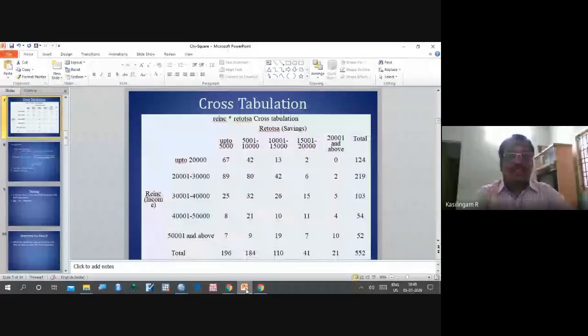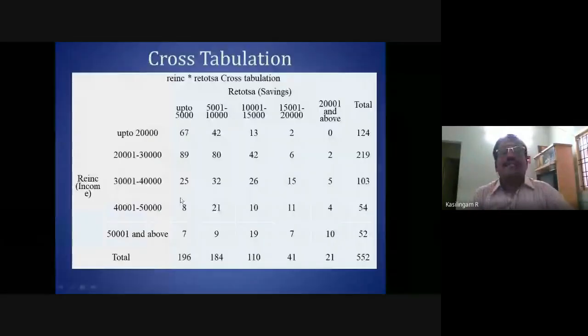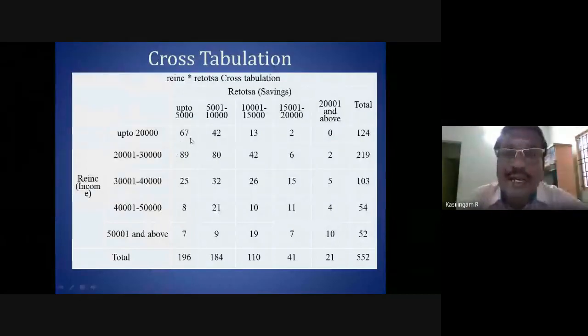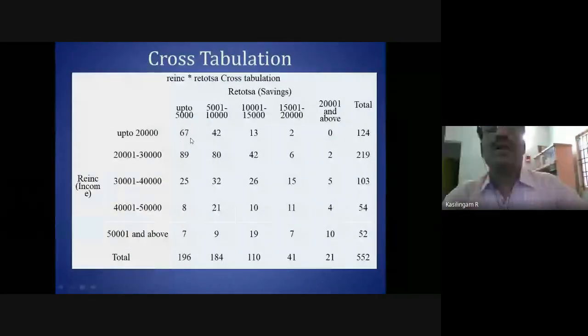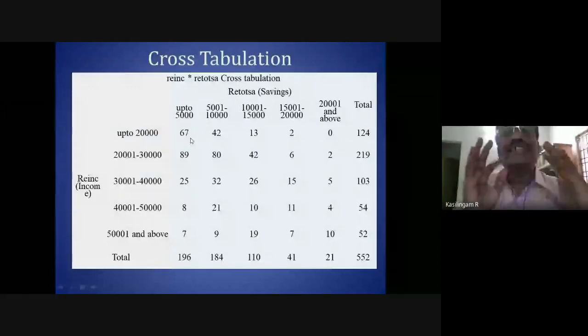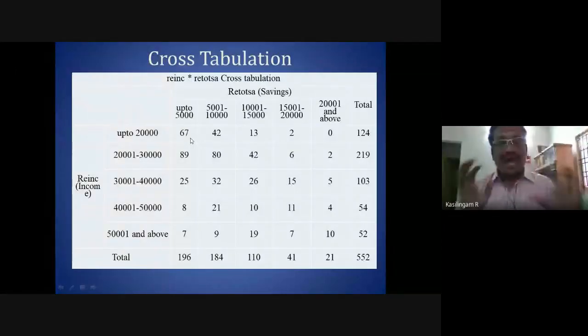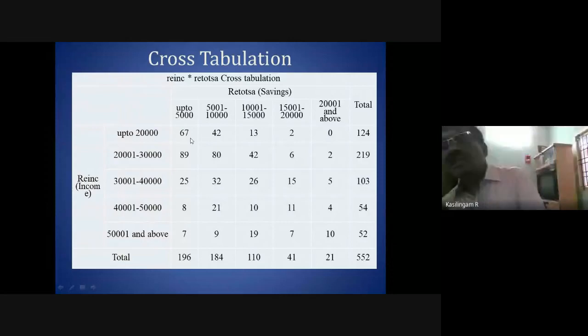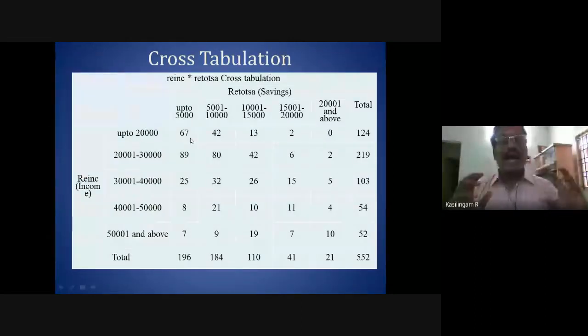Okay. Now this is the cross tabulation table. Now these 67 people, right? 67 people are there in the income category of 20,000 to 20,000 and the saving category of 5,000. This is observed, actual frequency in each cell. Actual frequency in each cell, we call it as O. Actual frequency.